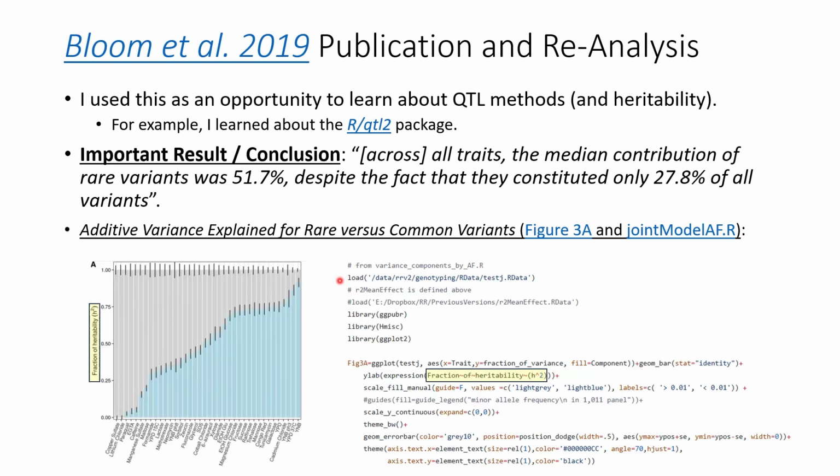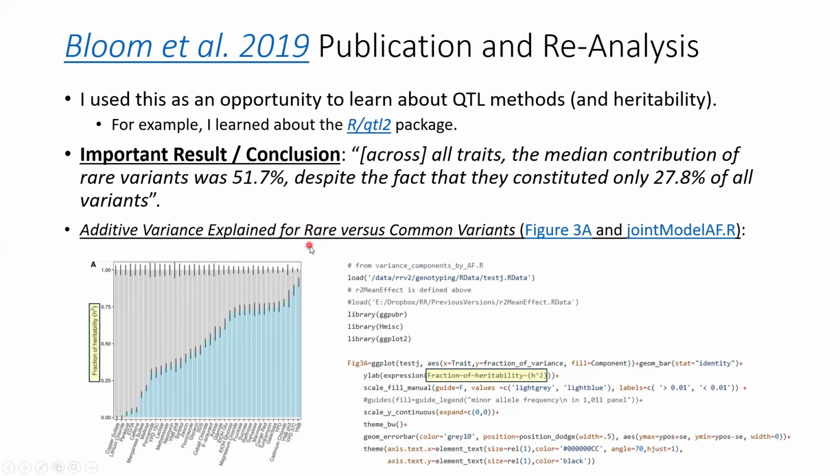But either way, there is some common ground in the sense that one of the results in this publication was that across all traits, the median contribution of rare variants is 51.7%, despite the fact they constitute only 27.8% of all variants. So regardless of whether you're looking at humans or yeast, there was an emphasis on the importance of rare variants on heritability.